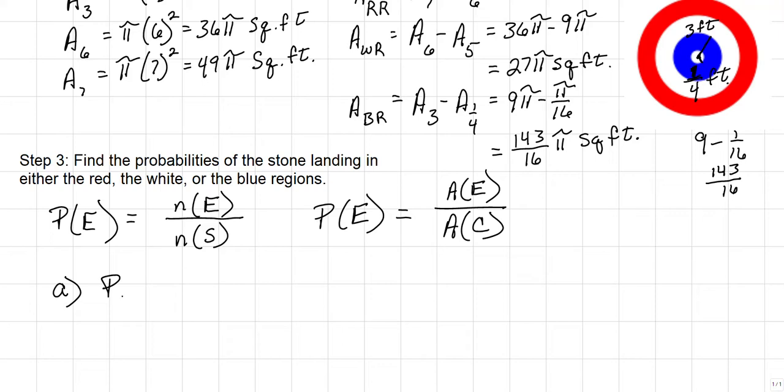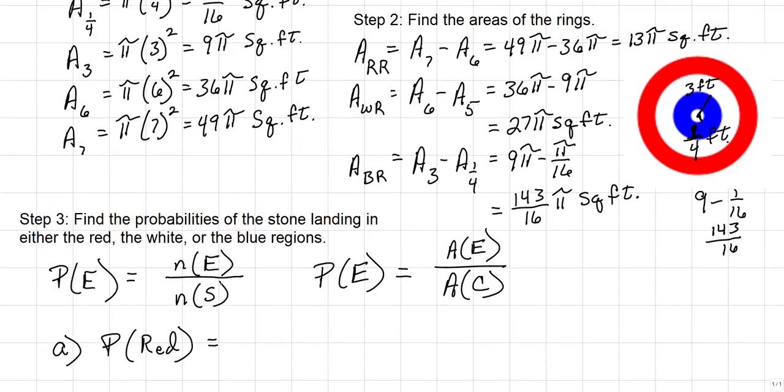So let's talk about A, which is finding the probability of the stone landing in the red ring. So what we're going to do is take the area of the red ring, which we've already calculated. We did that right here. And that's going to be 13 pi. We're not going to worry about the square feet because that would divide out. But we could put that if we wanted to.